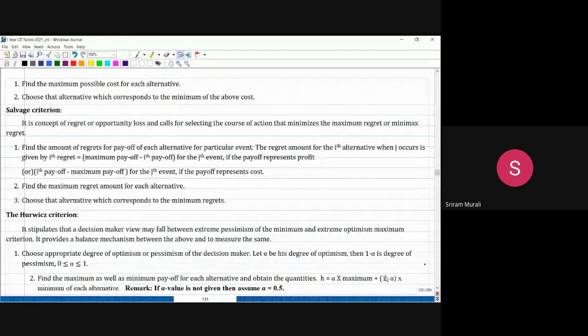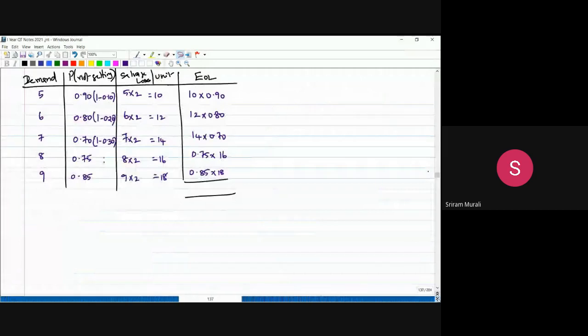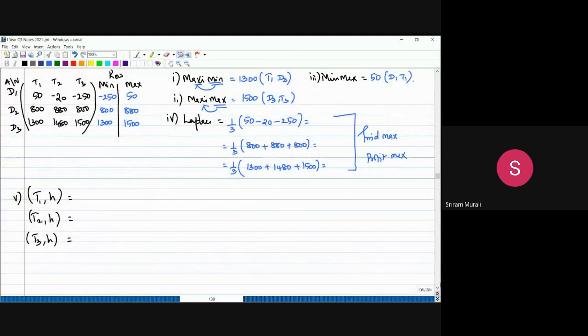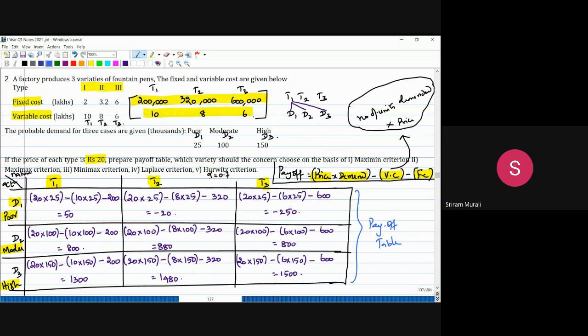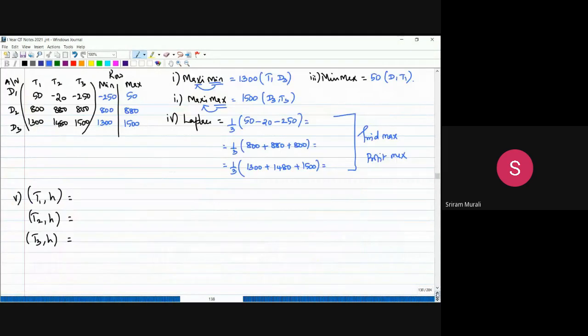Now you come to this problem. How to compute this Hurwicz criterion for T1? What is the alpha value which is given? 0.7. If it is not given, I ask you to take 0.5. So 0.7 is the occurrence, the happening event. It should be multiplied with the maximum. What is the maximum value in T1? 1300. Not occurrence will be 0.3. What is the minimum value in T1? 50.